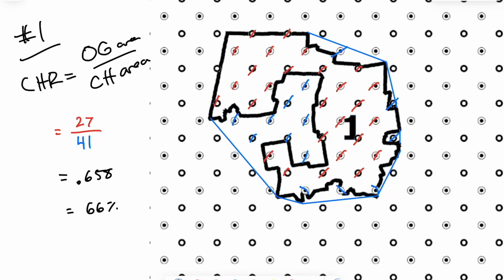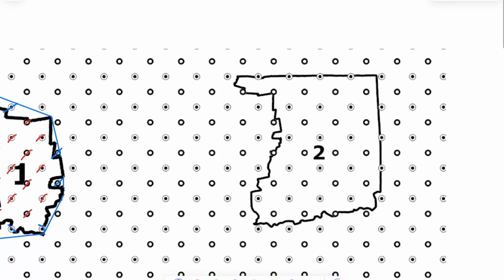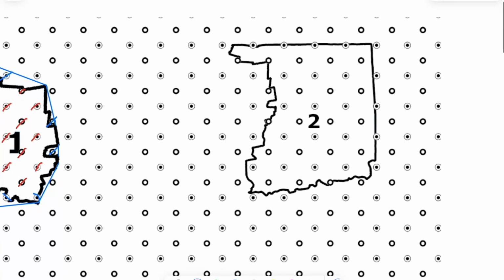Let's just try number 2, and then I want you guys to try the others. Number 2, to me, looks like a more ordinary shape. So I expect this answer to be higher than the 66% I got for the other one, closer to 100%. 100% is like the theoretical best shape. So let's count, first of all, the original area. Those ones across the top, I'm not going to count because they're on the line and they have the bad shape. These ones I will count.